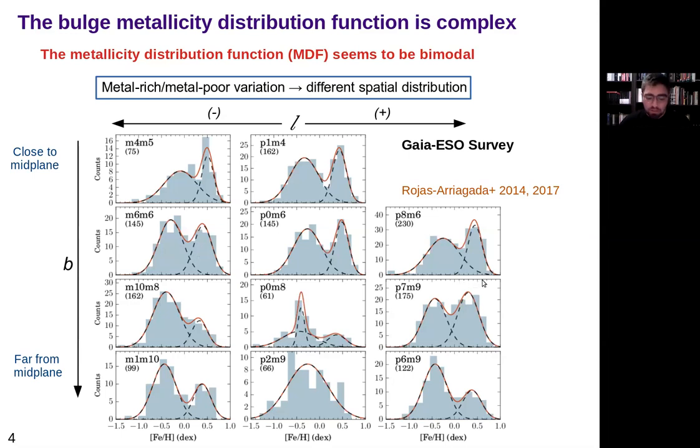So the first thing that we can see here is that there is a bimodality which starts revealing an underlying complexity. And you can see here that while the position of the components seems to be fixed in metallicity, if you compare the different fields, what changes from field to field, and in particular from far to close to the midplane, is the proportion between metal-rich and metal-poor stars. So what we see overall is that when we go close to the midplane, we see a larger proportion of metal-rich stars than when we go far from the midplane, where we see a large proportion of metal-poor stars.